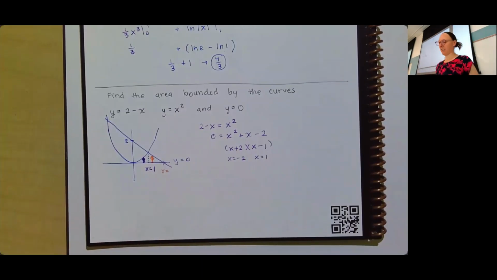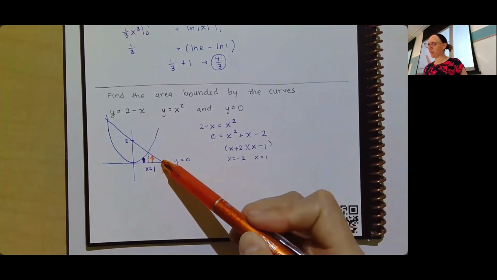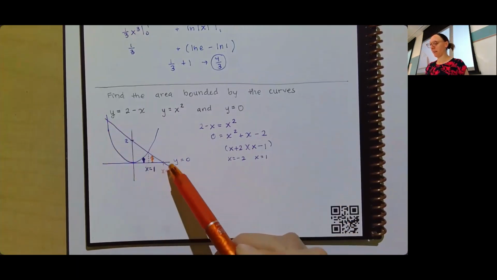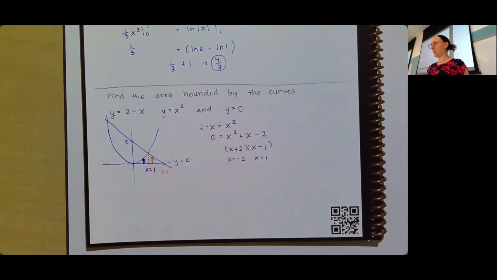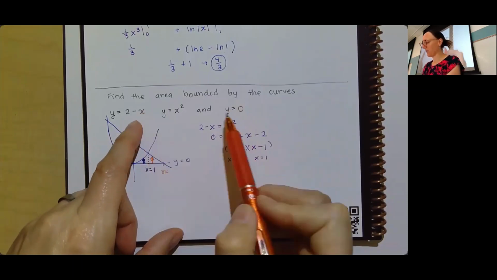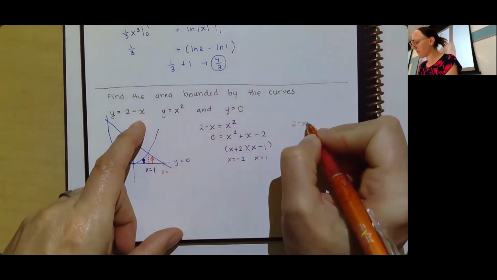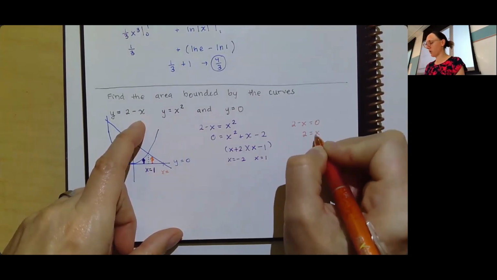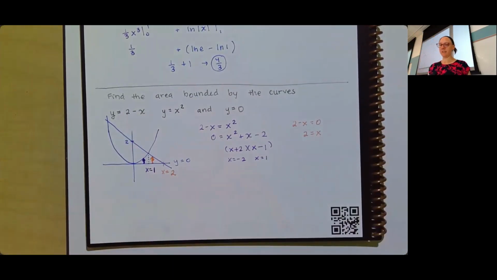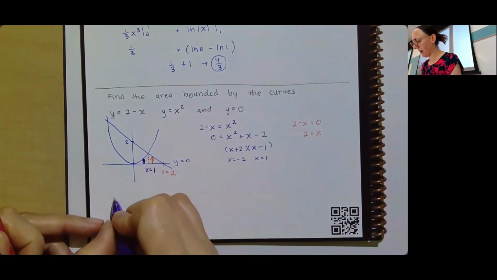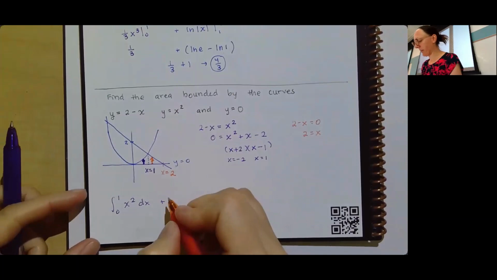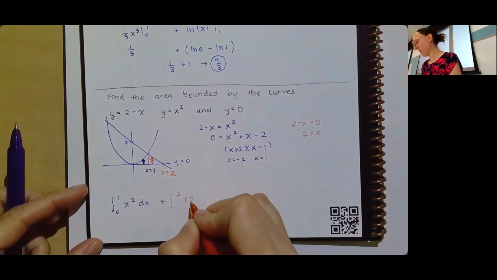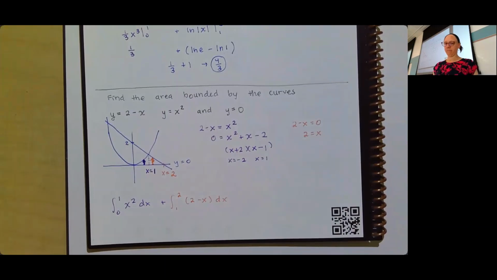To get this point, that's actually the intersection of the line y equals 2 minus x and the other line y equals 0. If I set these 2 equal to each other, that's just going to give me that x is equal to 2. So when I set up my integrals, I know that in the left-hand region, I'm going from 0 to 1, and in the right-hand region, I'm going from 1 to 2.